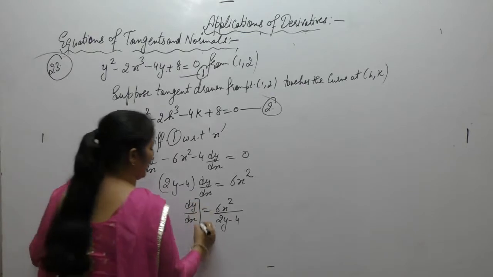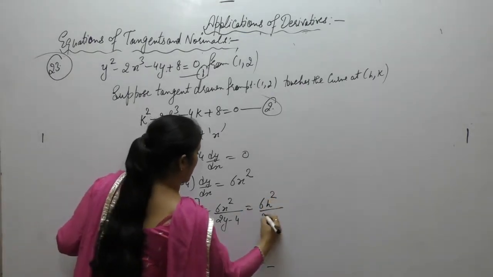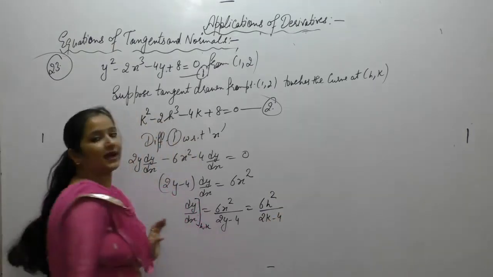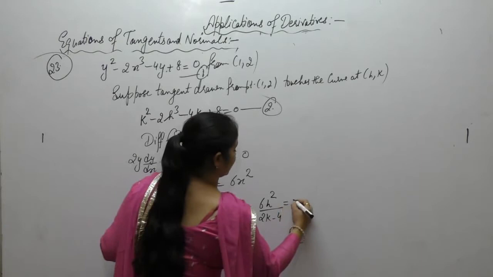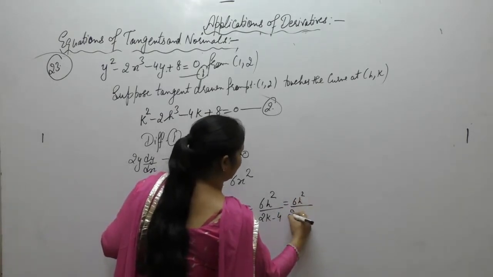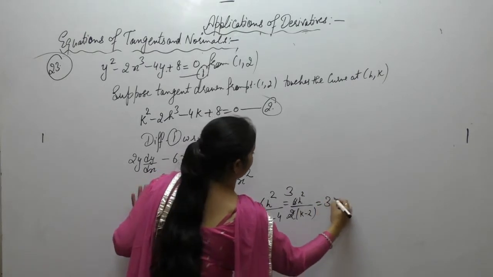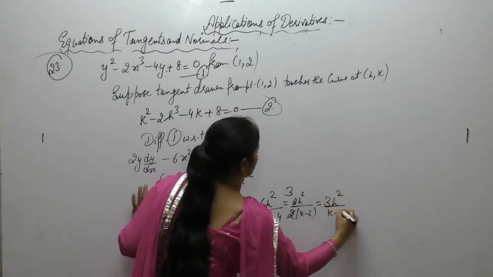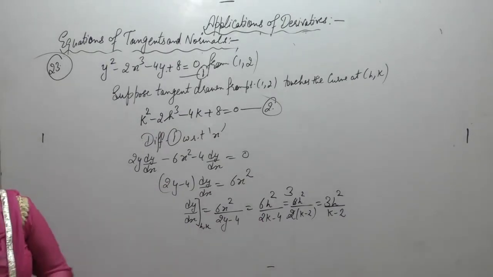Now slope at the point h, k. X is h, y is k. So we get 6h square upon 2k minus 4. Take 2 common from the denominator. We are left with slope of tangent as 3h square upon k minus 2.